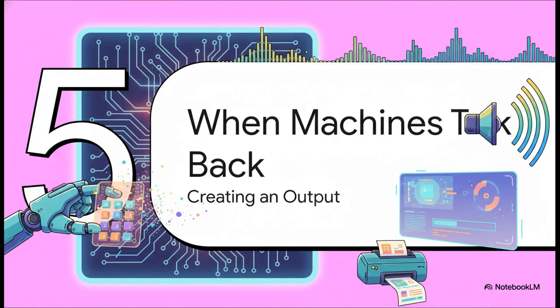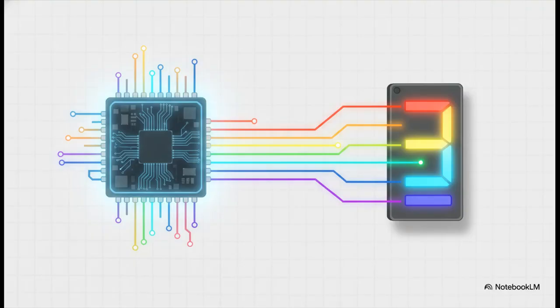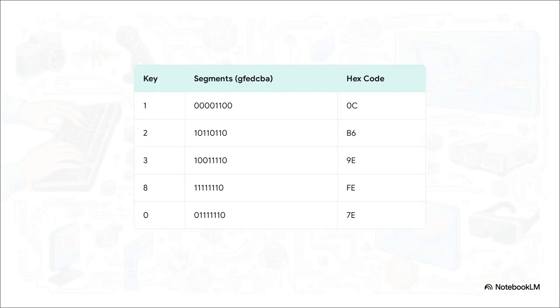Now, how does it talk back to you? Probably the most iconic and simple way a machine can respond is with a 7-segment display. You know these. They're on your alarm clock, your microwave, your calculator. Those numbers are made up of just 7 little LED bars that can be turned on or off in different patterns to make any digit. So how does the brain know which segments to light up to show you a 2 instead of an 8? It uses something called a lookup table, which is really just a cheat sheet for numbers.